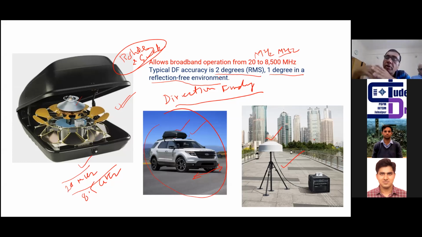What is the meaning of 2 degree RMS? What is RMS? Root mean square, divided by square root 2. Okay, root mean square. So what does direction finding mean? What are you getting from this term?